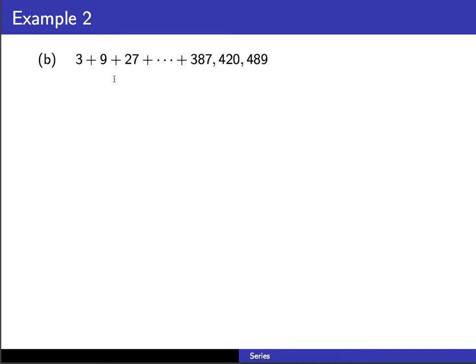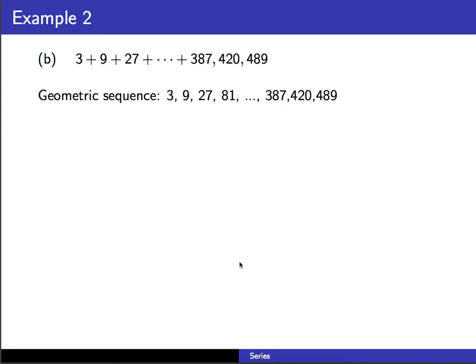All right, part B, we have 3, 9, 27, and so on, all the way up to 387,420,489. Yikes, that's a big number. Well, if we look at the terms 3, 9, 27, we do have a pattern in that it is a geometric sequence. So 3 times 3 to get 9, 9 times 3 to get 27, 27 times 3 to get 81. So it is a geometric sequence, which means our base is 3. And if we divide 3 by 3 to get our y-intercept, we get 1.